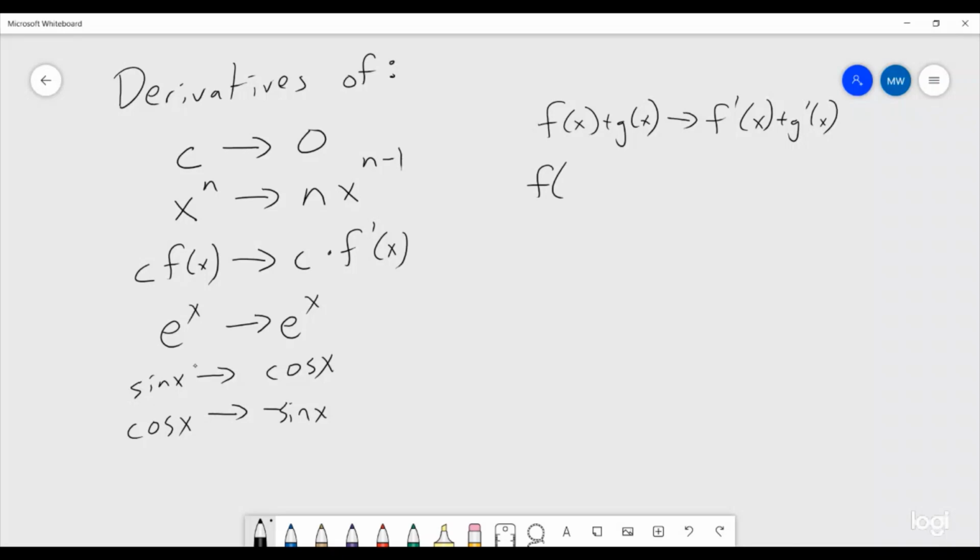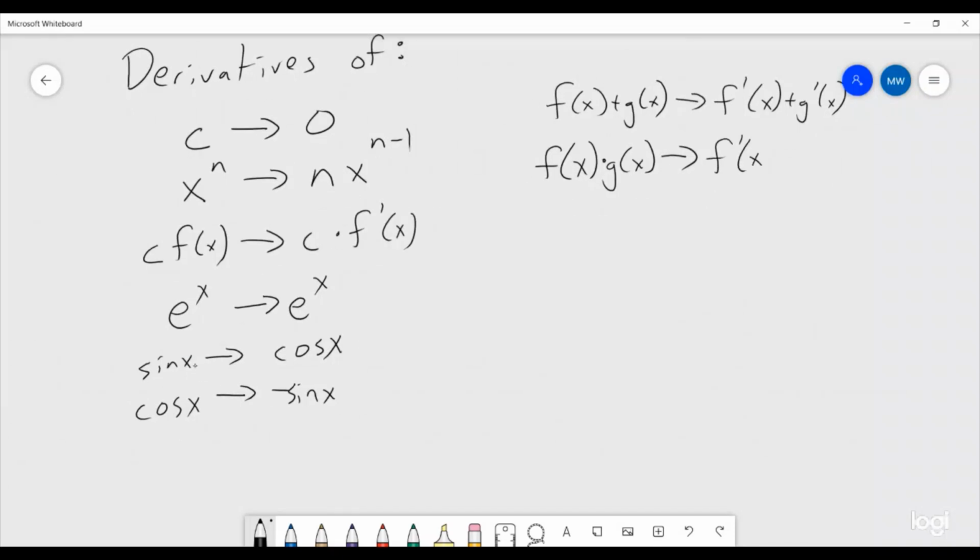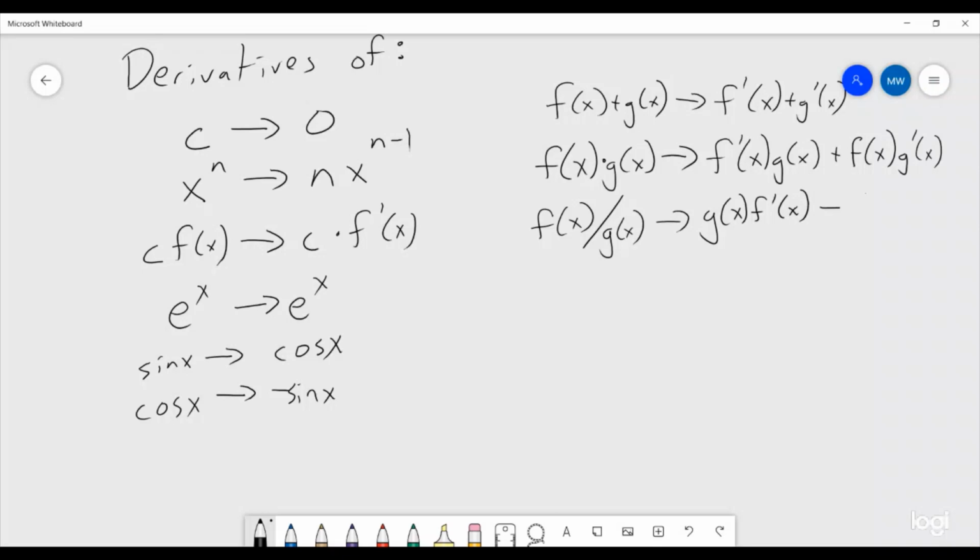f of x times g of x. This is the product rule. This is going to go to f prime of x g of x plus f of x g prime of x. You have f of x divided by g of x. This is going to be the quotient rule, so you get g of x f prime of x minus f of x g prime of x, all over g of x squared.